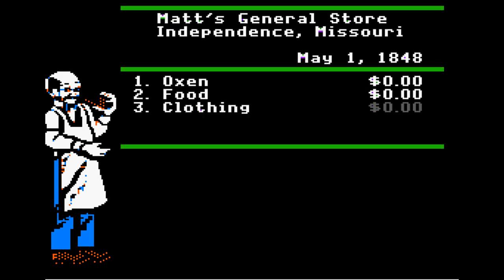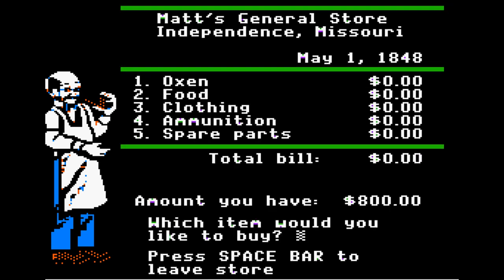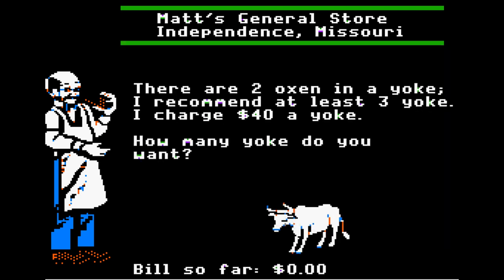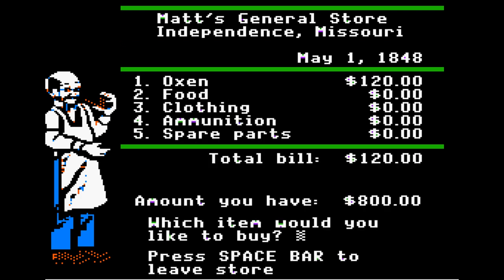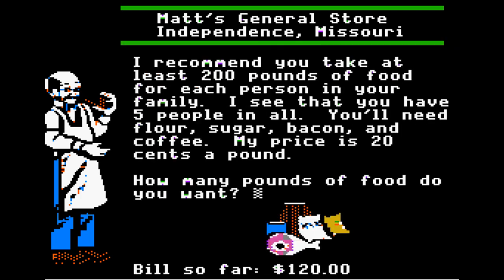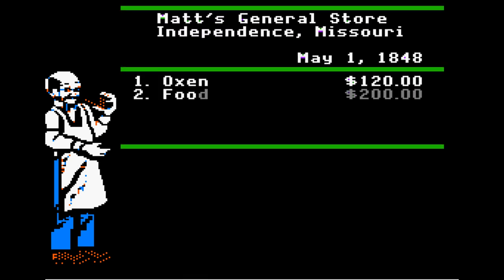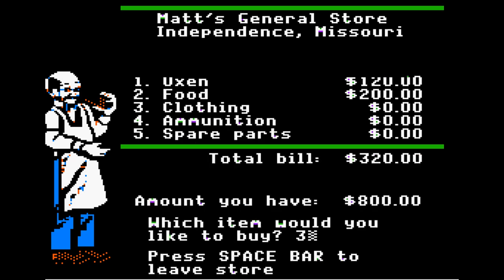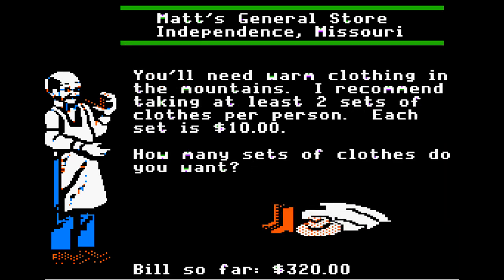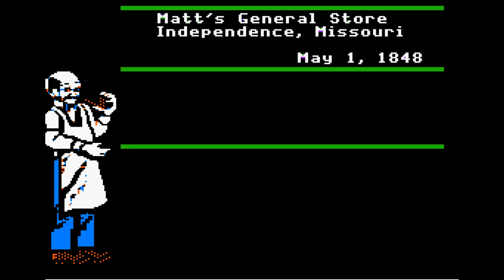The amount of money is determined by whether you chose to be a carpenter, a banker, or a farmer. And you can see here just all of the different choices that you can make. You can specify how many oxen you want to buy, how much food per person. So you could just spend all your money here at the beginning of the game, or you might decide to hold off until later because there will be opportunities along the way when you can barter for things or buy supplies from forts. Unfortunately, the further away from Independence, Missouri you get, the more expensive the prices are going to be.